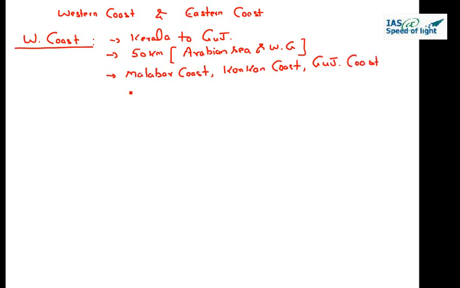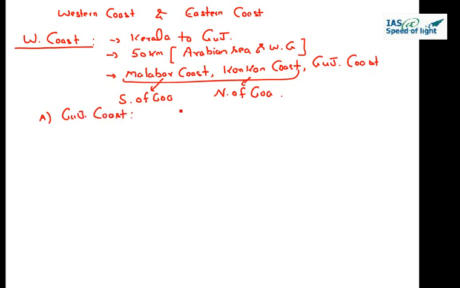The major difference between the Malabar coast and the Konkan coast is that the Malabar coast is south of Goa, while the Konkan coast is north of Goa. In the northern part we have the Gulf of Kutch and the Gulf of Khambhat, and the southern part is the Malabar coast or Kerala. So first, we start with the Gujarat coast.